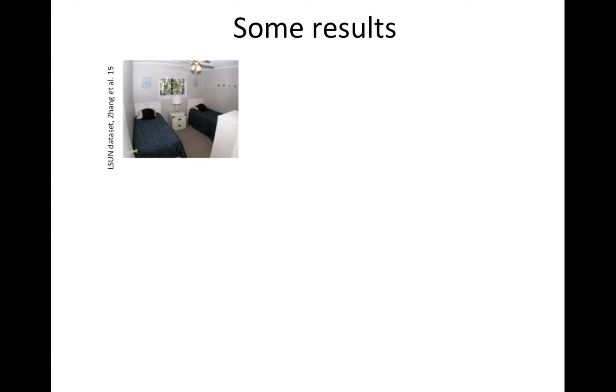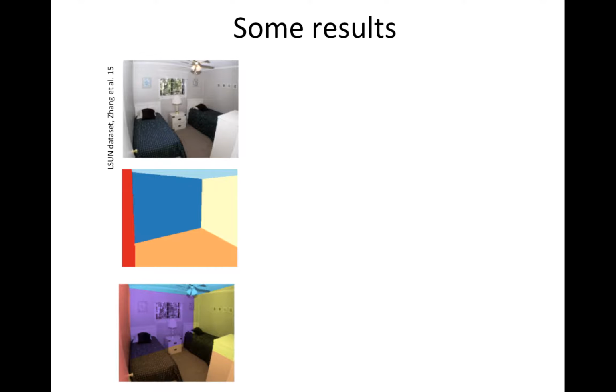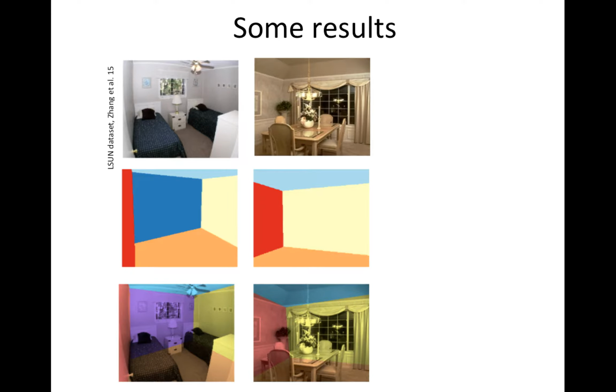Here we see some results. Given a single image, like this one, our method can infer the 4 major geometrical classes: floor, wall left, wall right, ceiling, each associated to a different color code. Here we can appreciate the inferred geometrical classes overlaid on top of the image. Other examples are shown here and here.